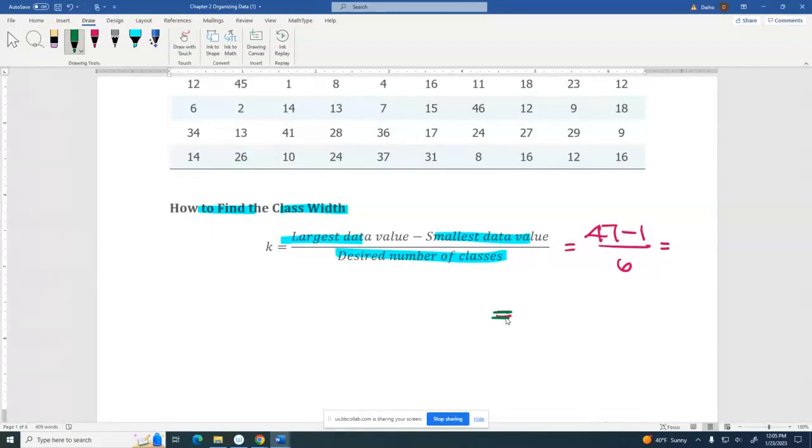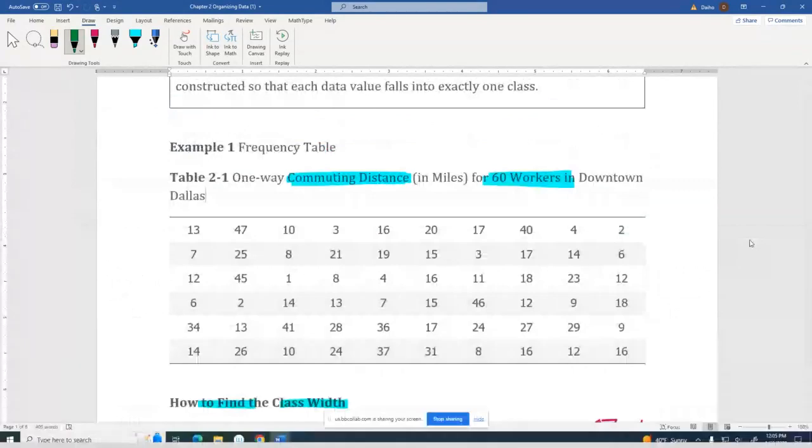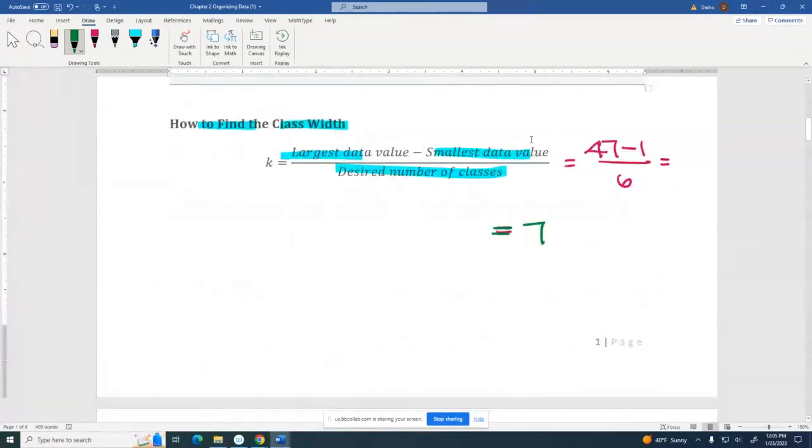Anybody? 9.2? No, I don't think so. Oh, wait. Anybody else? 46 divided by 6. Yes, yes. 7.67. 7.6666, 7.67. Always we have to round up, 8. That will be the class width.